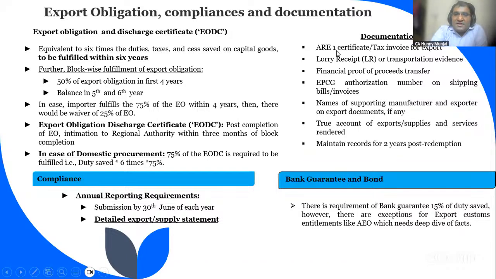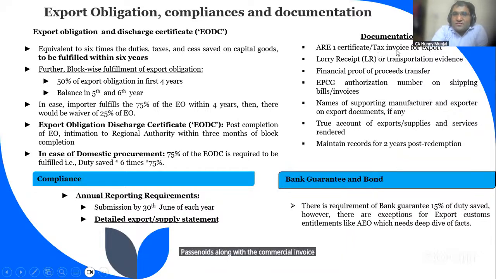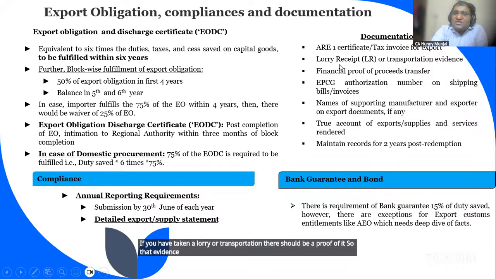Now, you have exported goods from India, so there should be a tax invoice or a commercial invoice. Tax invoice along with the commercial invoice should be there for the export. If you have taken a lorry or transportation, there should be a proof of it, to evidence that indeed these goods are exported from India to outside India.